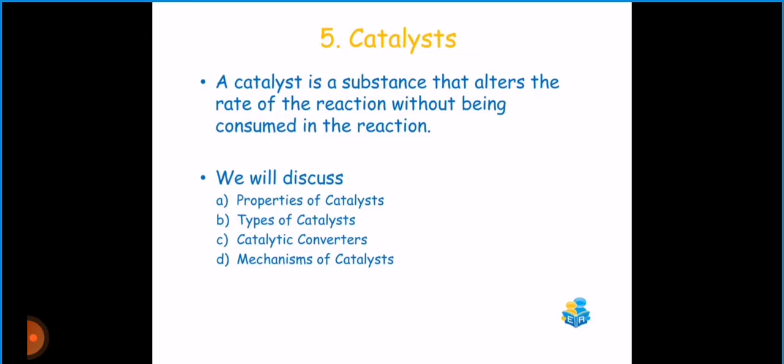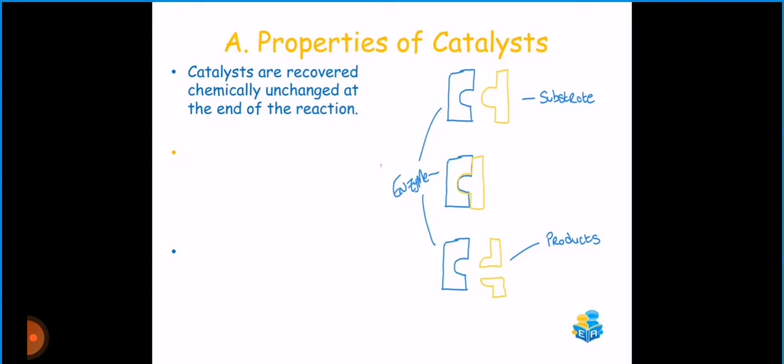So to begin, it's important to know the definition of a catalyst, and a catalyst is a substance that alters the rate of the reaction without being consumed in that reaction. And when we're looking at catalysts, we're going to look at 4 different sections. We're going to look at the properties of catalysts, types of catalysts that exist, catalytic converters, and mechanisms of catalysts. So let's look at properties of catalysts to start.